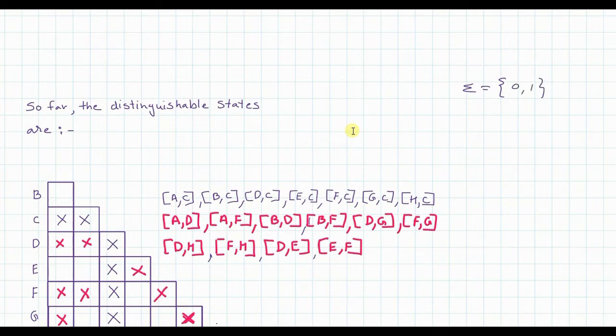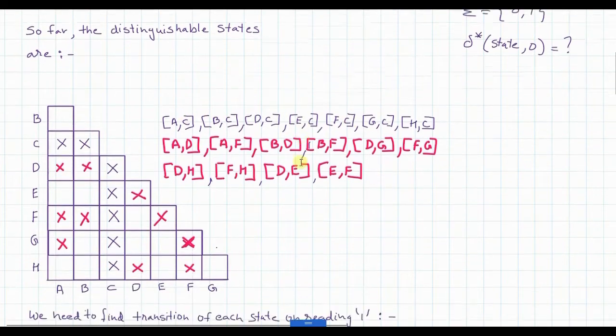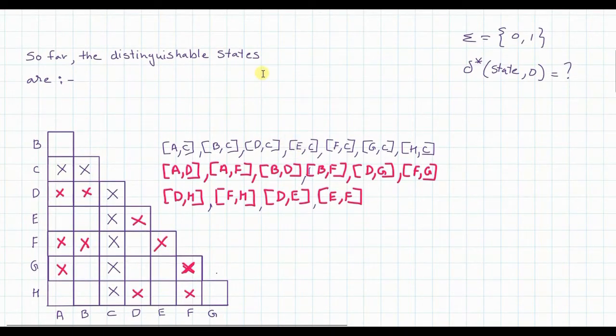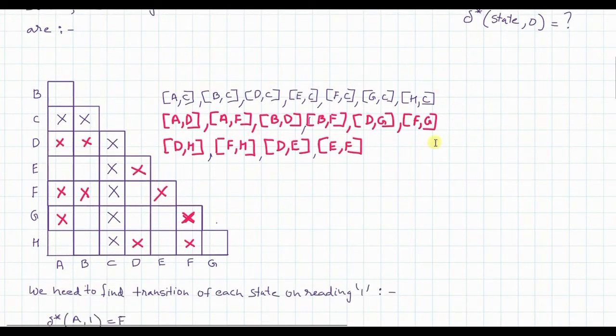So in the recursive step, what we did was we tried to find out the transition of each state on input 0, and based on what we got on the right hand side, we tried to find out which combinations will work out of this, and we tried to come up with the new states. At the end of the iteration, we have found that these are the distinguishable states found so far, and the table currently looks like this.